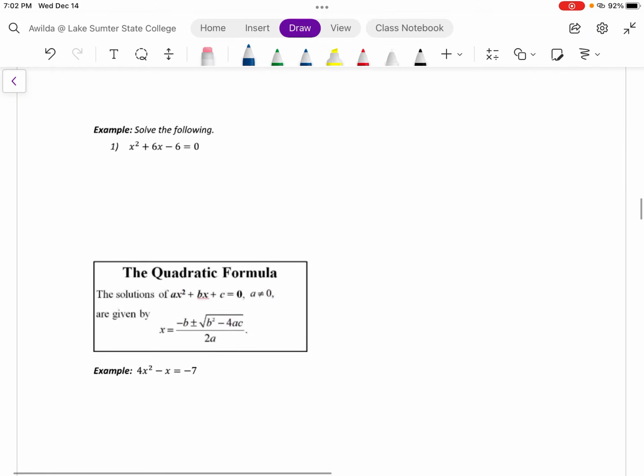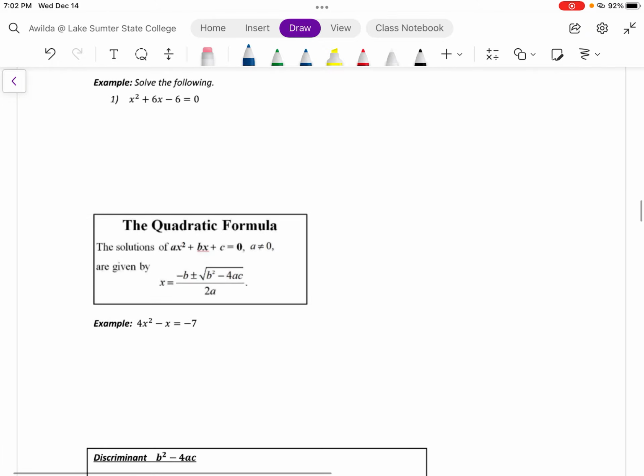We have x squared plus 6x minus 6 is equal to 0. Notice that this trinomial is not factorable, so we can't use the factoring method. It's also not a perfect square, and so the principle of square roots will not apply either. However, we're going to use the completing the square method.